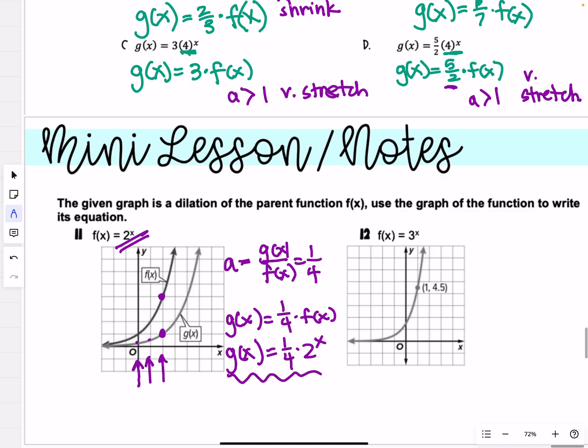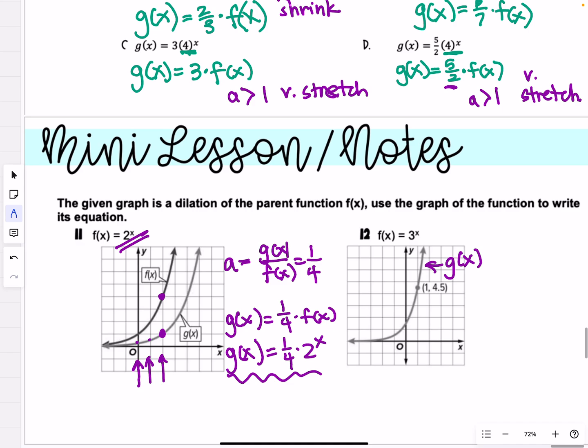All right, last one like this. I don't know that you're going to need to do this for milestones, but I never know what's going to show up on the interim and the county final. So I just don't know. This function is g of x, and we want to find what f of x is and then use that to calculate.